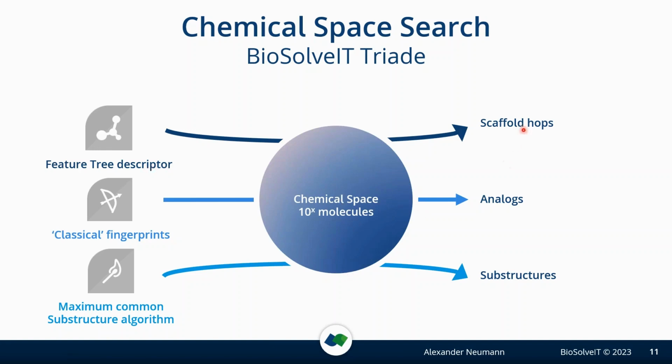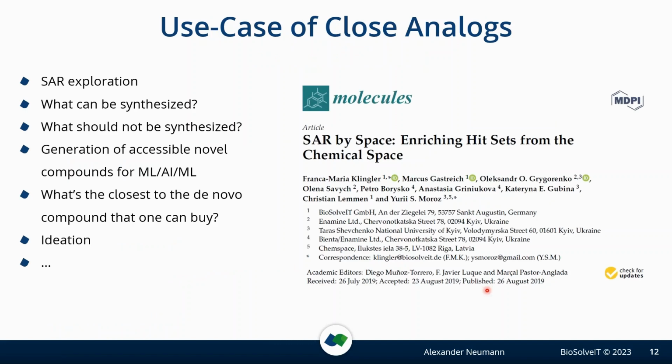With F-trees, you get scaffold hops. With SpaceLight, you get analogs. And with SpaceMax, you get everything that contains a substructure of your interest. The question is about the use case of close analogs. So obviously, analogs are very important for structure-activity relationship exploration. So you have a compound and you're asking yourself, well, what's out there that we can synthesize or purchase to investigate what features of the compound are actually important for activity or inhibition of the target.